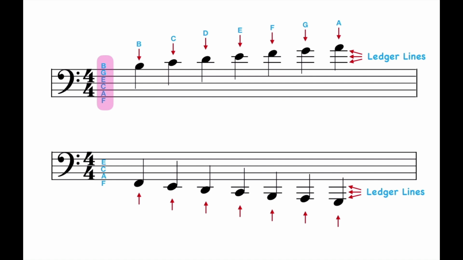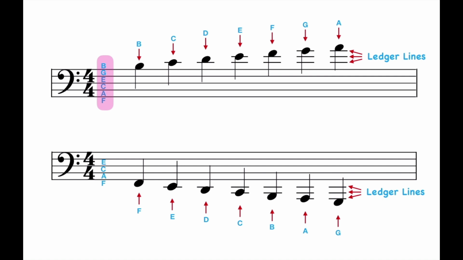And same again for ledger lines underneath the bass clef stave. If we look at our little trick, we know that it spells face, we know that F is that bottom space, so we can put an F in here. And then all we do is we go down our piano or keyboard, counting backwards. So we know that's an F, the next line down will be an E, into the next space will be a D, down again to C, and then B, and then A, and then G, and so on.